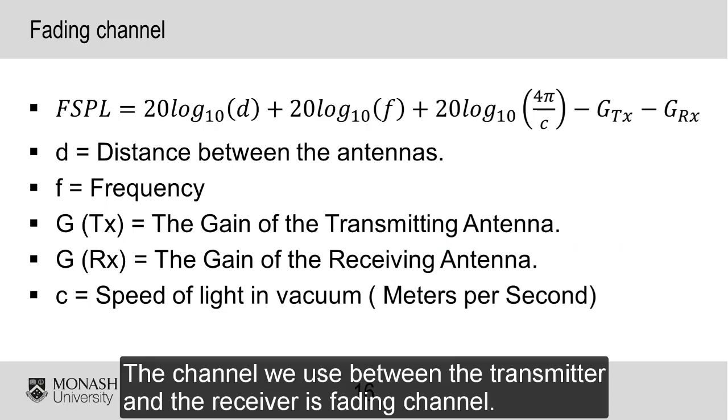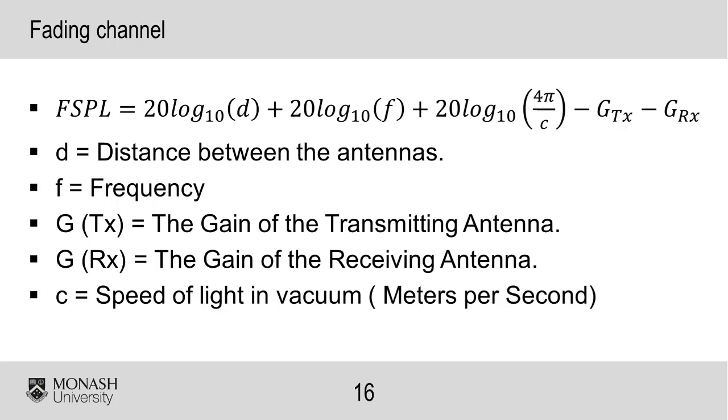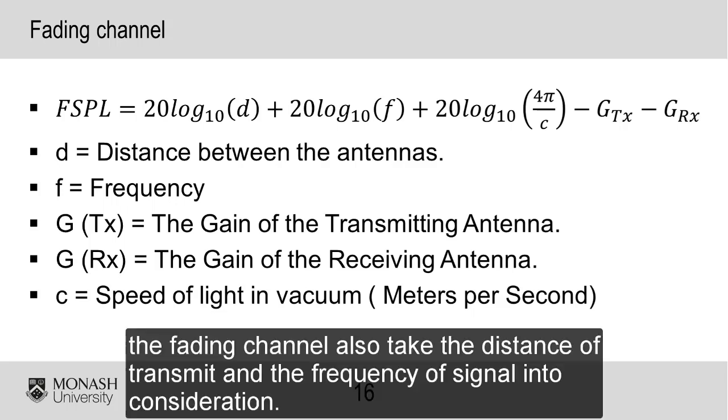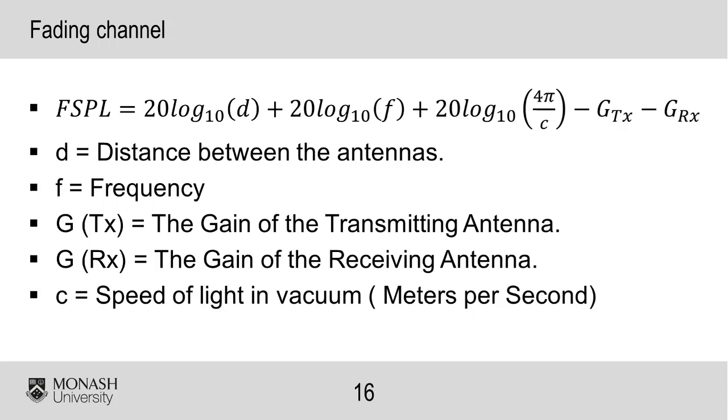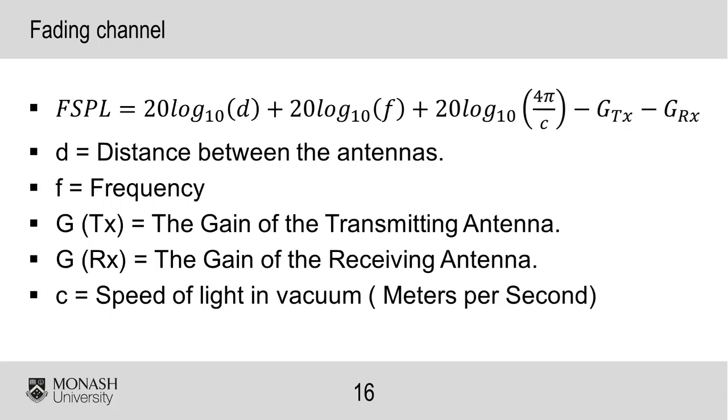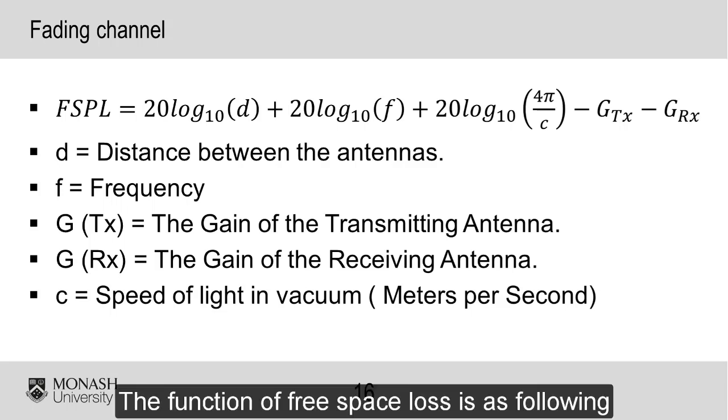The channel we use between the transmitter and the receiver is a fading channel, different from an additive white Gaussian noise channel. The fading channel also takes the distance of transmission and the frequency of the signal into consideration. Loss is inevitable when a signal travels a long distance. The function of the free space loss is as follows.